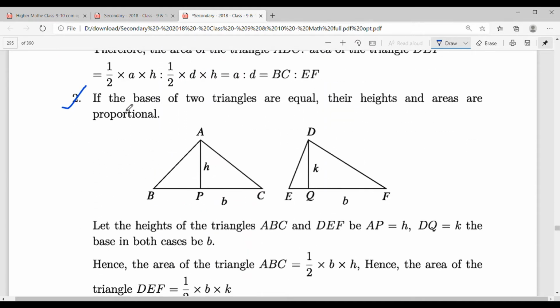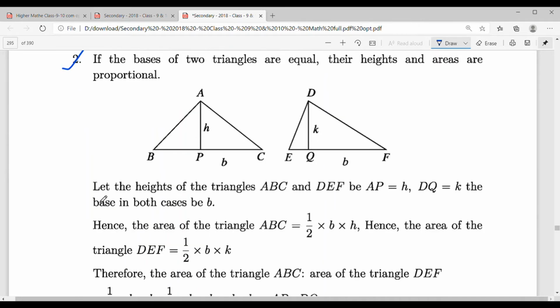Second, if the bases of two triangles are equal, their heights and areas are proportional, similarly. Here the bases of two triangles are equal, and we have to show that the areas of the triangles will be proportional to their heights. Let the heights of triangles ABC and DEF be AP is equal to H and DQ is equal to K, and the base in both cases be B. That means the bases are the same.